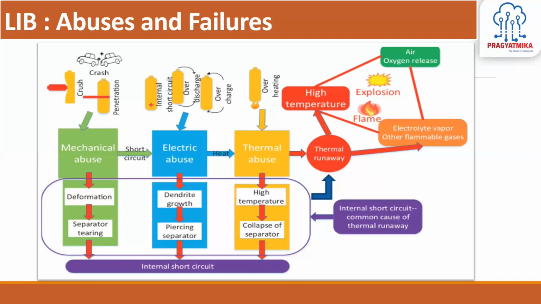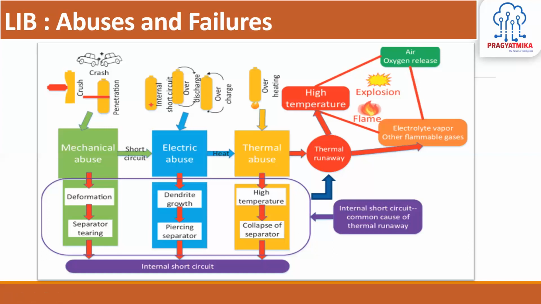Later on, everything converts into thermal impact. Whether you are doing mechanical abuse or electrical abuse, at the end of the day an internal short circuit happens between your electrodes, because either your separator gets pierced, or if the temperature rises, your separator melts down and evaporates, and your electrodes come into contact. So an internal short circuit happens at the end of the day by any of these abuses, and that leads to thermal runaway.